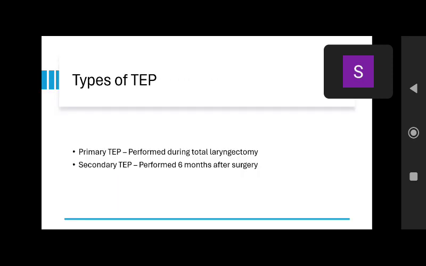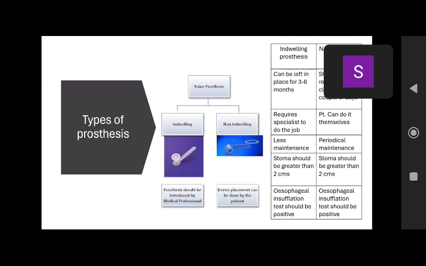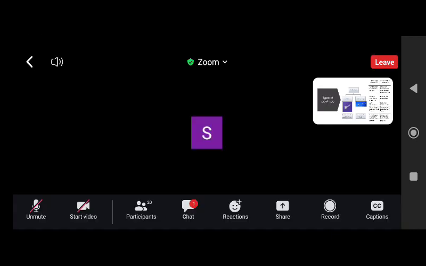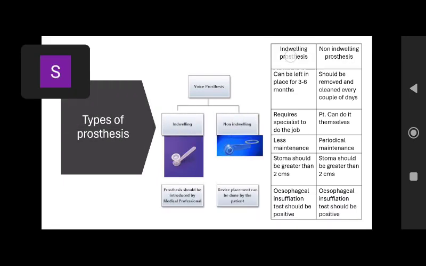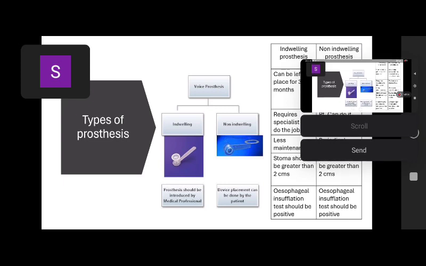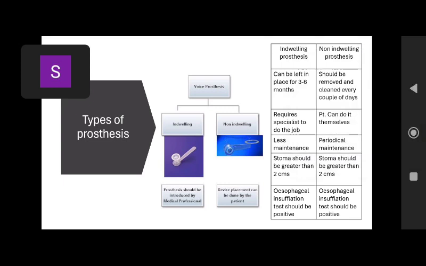The types of TEP can be of two types. It can be either a primary TEP, performed during the total laryngectomy, that is the first surgery, or secondary, which we perform 6 months after the surgery, after healing has occurred. The voice prostheses can be indwelling or non-indwelling. Indwelling are those which are left in place for 3 to 6 months, changed by doctors only, and require less maintenance. Non-indwelling are those which patients can remove and clean themselves every couple of days. They require periodic maintenance. For both of them, the stoma size should be more than 2 centimeters, and the esophageal insufflation test should be positive.